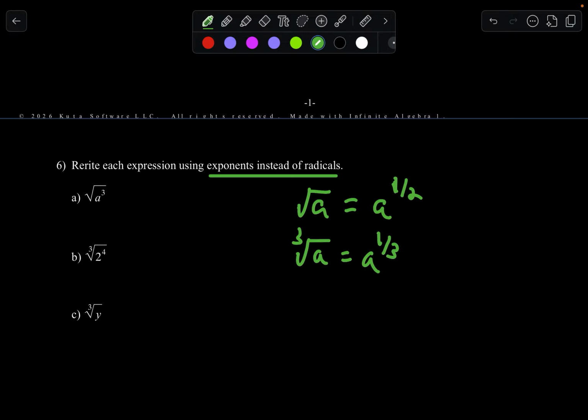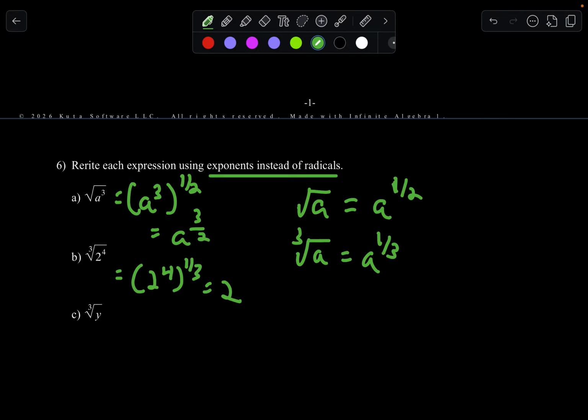So with that in mind, what we have here is the square root of a to the third. Square root of a is a to the 1/2. So this is a cubed, because that's what's inside, raised to the 1/2 power. When you raise a power to a power, you multiply the exponents. And you have that. On b, very similar. The cube root is to the 1/3 power, so that's 2 to the 4th raised to the 1/3. And then you multiply the exponents, that's 2 to the 4/3 power.